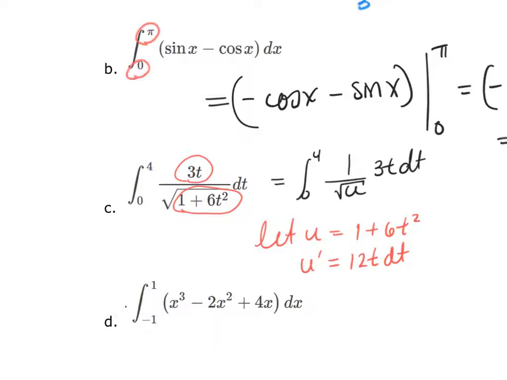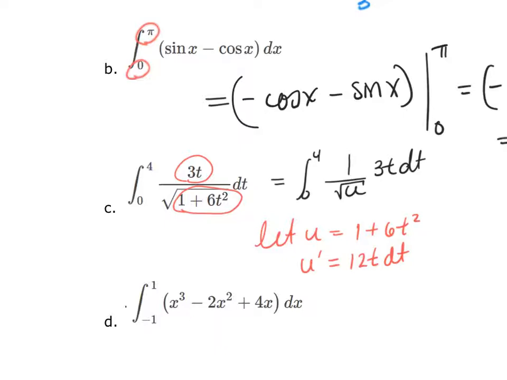So if I let u equal 1 plus 6t squared, then u prime is equal to 12t dt, which I'd have 1 over u, and then I need to do a replacement for 3t dt. Do you all agree to that? It's all just u prime. So we're trying to get a 3t. Now what I need to do is get a replacement for the 3t in terms of u.